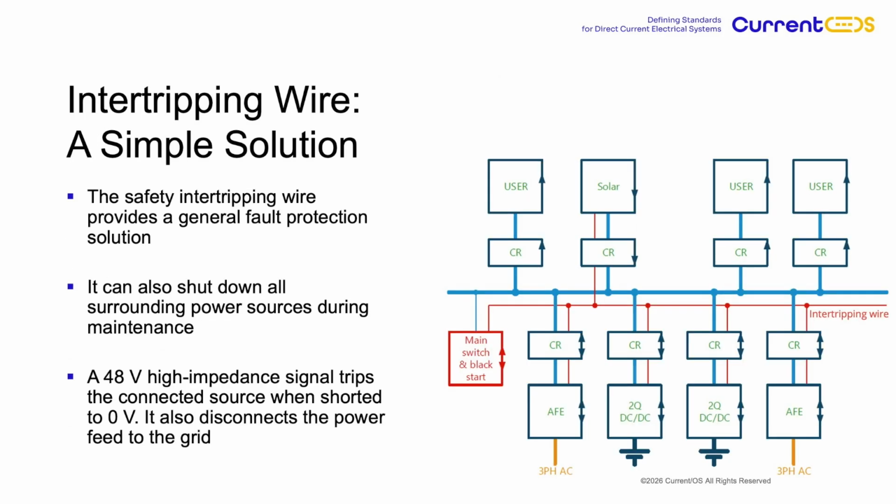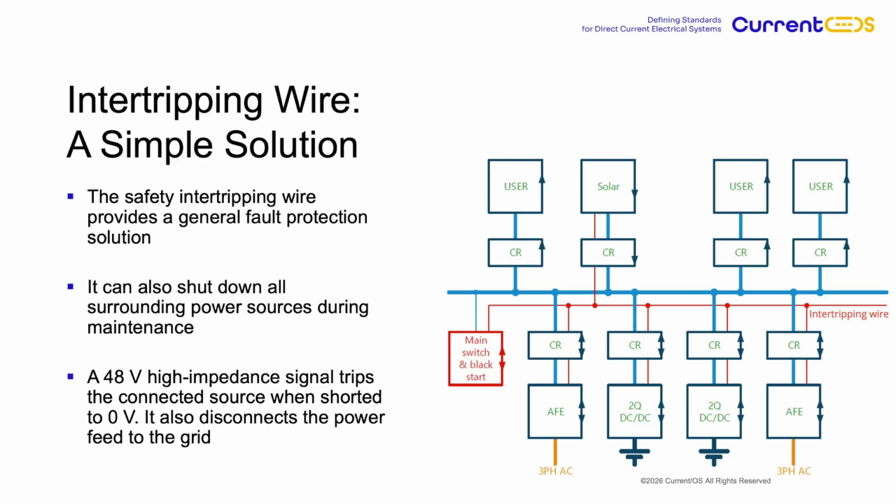For personal safety in a multi-source system, several protective measures are implemented, including differential protections. However, in a system that is both extremely fast and multi-sourced, coordination becomes essential. This requires a mechanism to trip all differential protections simultaneously or to cut off power sources collectively. To address this, Current OS promotes a solution called the intertripping wire. This is a simple yet highly effective method.